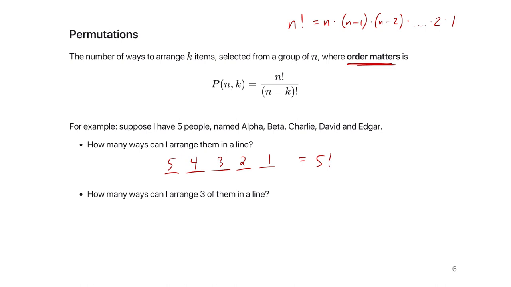Okay? Now, how about if I only want to select three of them to be in a line? Well, it's really the same thing. I have five options for the first, four for the second, three for the third, but there's no times two times one. So this ends up being 5 factorial divided by 2 factorial, which is just 5 factorial over 5 minus 2 factorial.